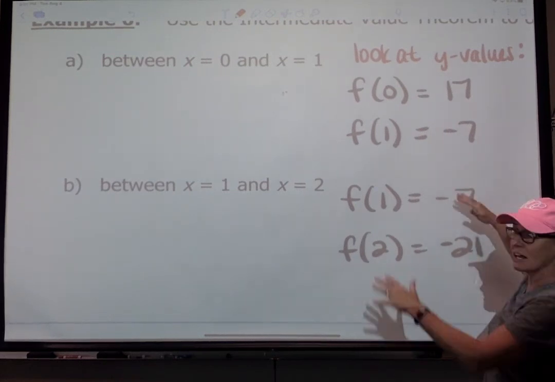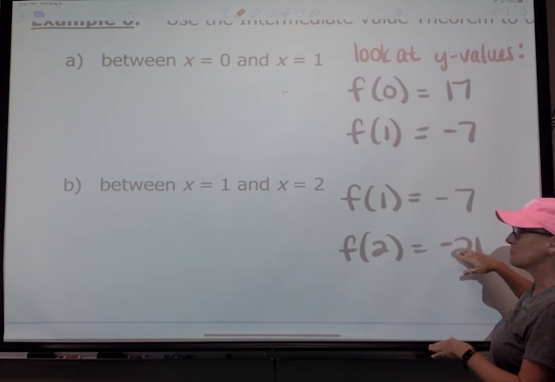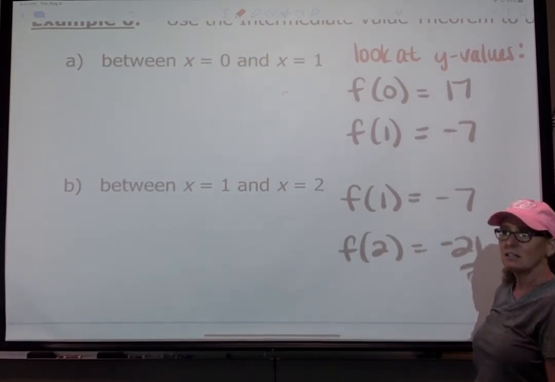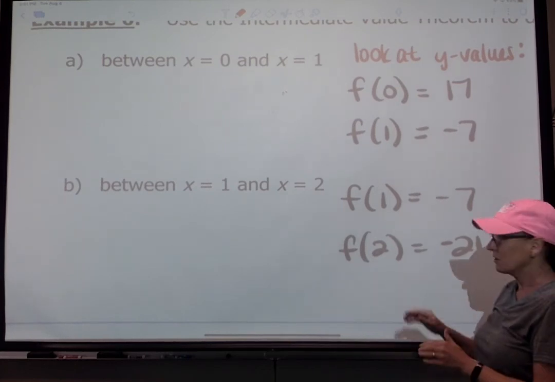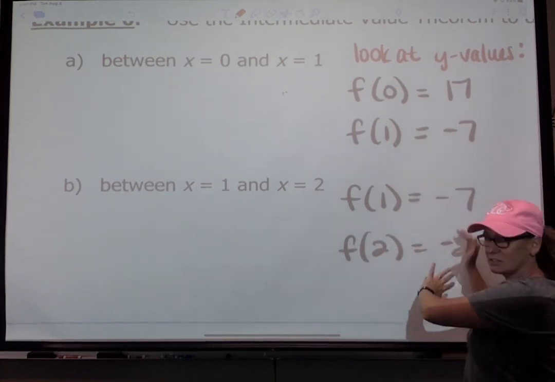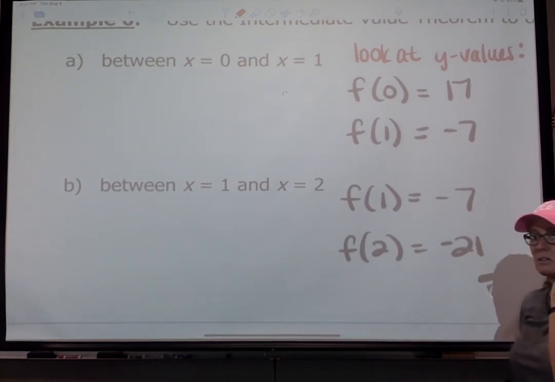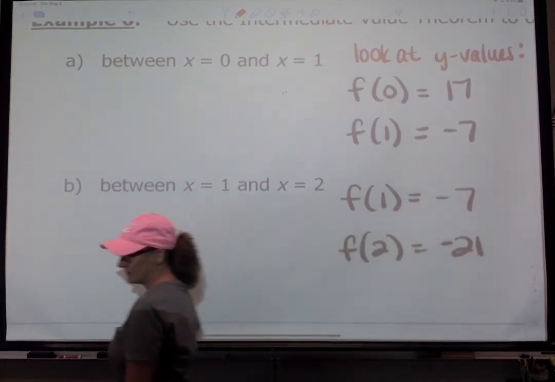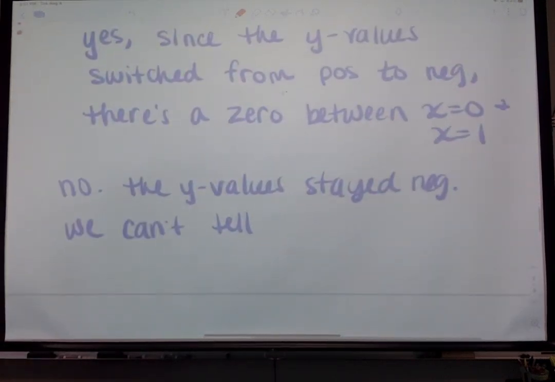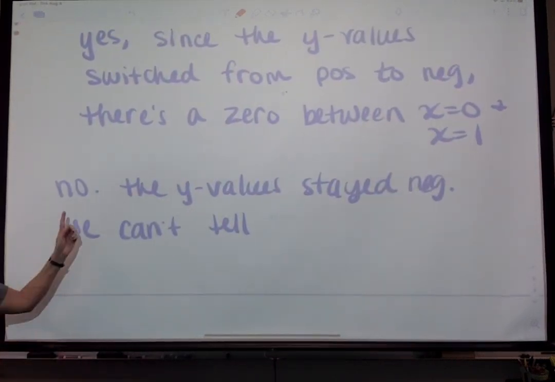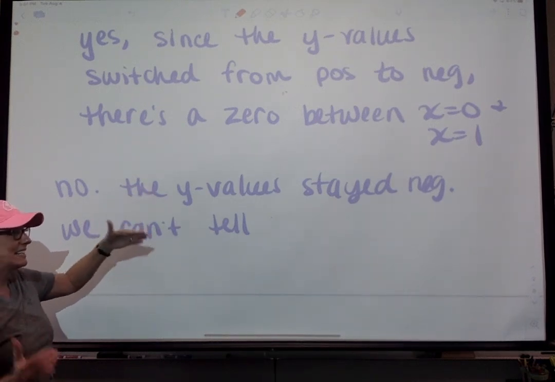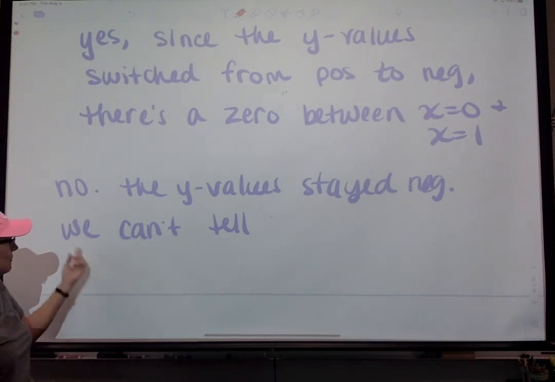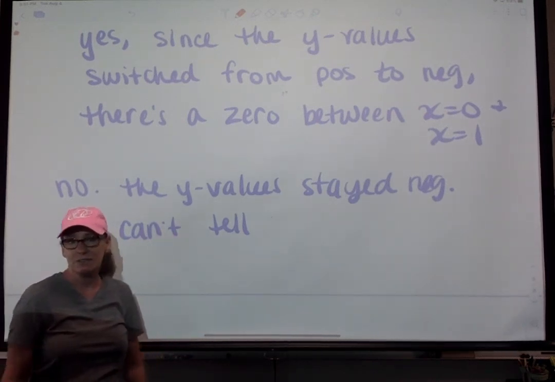So it started out 7 below the x-axis. It ended up 21 below the x-axis. Do you think it crossed the x-axis? I mean, it could have. It could have snuck up and crossed and then went back down to negative 21, but I don't know that it did for sure. So I'm not sure. The y values stayed negative. They didn't switch from positive to negative or negative to positive. They stayed negative. I can't tell if there's a 0.